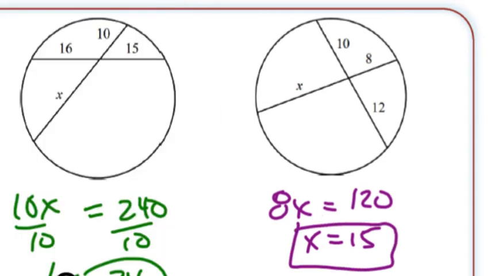There's a lot of stuff. You just got to practice it so you know when to use what theorem. Let's end it with some of that Friends trivia.